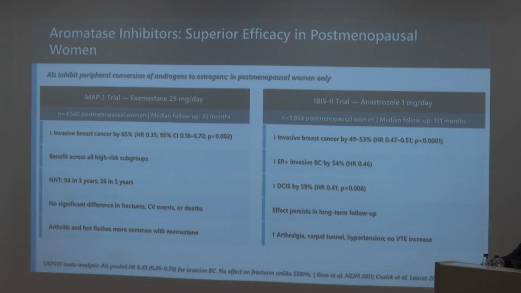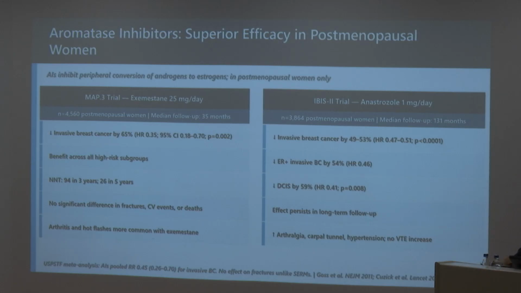Again, in these trials, they found a decrease in breast cancer of 40 to 65%, and the benefit is equal in all high-risk groups. But in the IBIS-2 trial, more specifically for ER-positive invasive cancers, they found that the pronounced effect was seen in this group of patients. So for the side effects, there's no significant difference in fractures, cardiovascular events, thromboembolism and deaths. And again, they persist in the long-term follow-up.